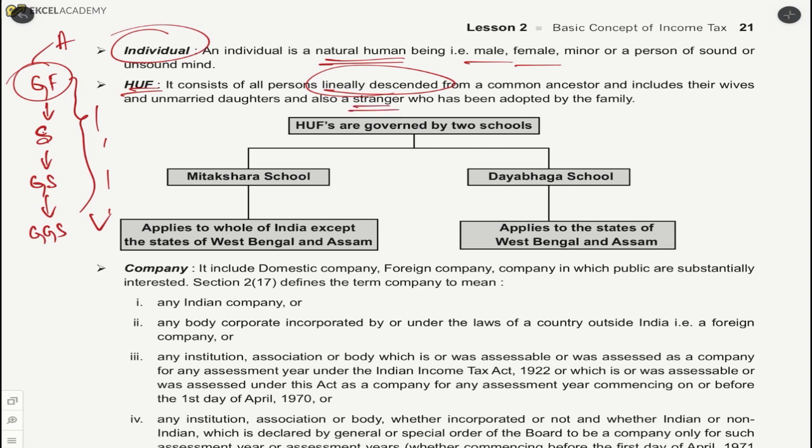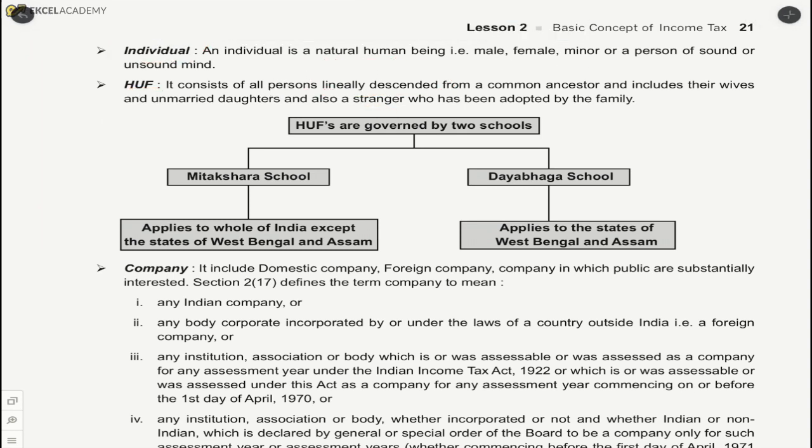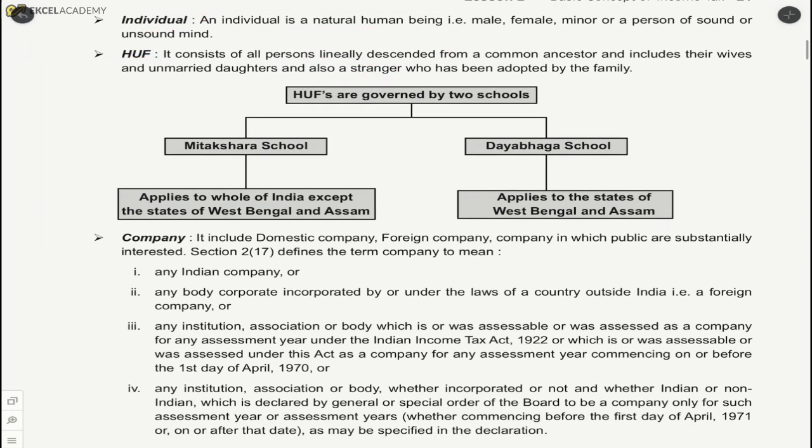So as now the exam type has been changed to objective type, MCQs, these type of definitions might be very important, because you never know what kind of questions the institute might ask. So they might ask something related to whether a stranger is part of the HUF or not. Now that the institute has changed the scheme of examination to objective type, you should be careful about definitions like this, because you never know what they might ask.